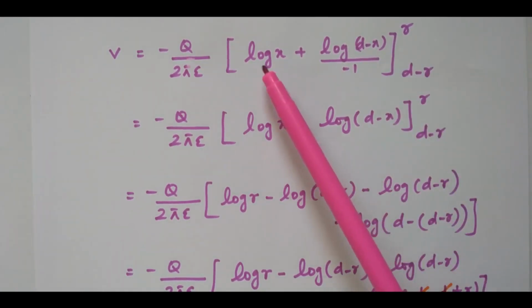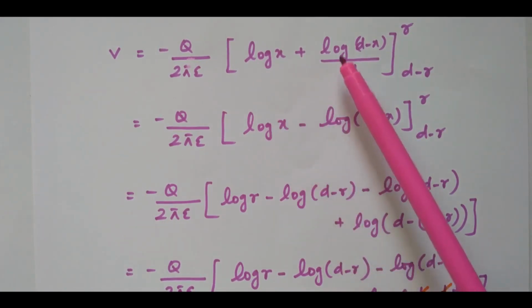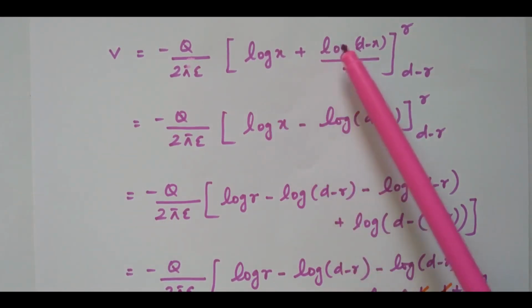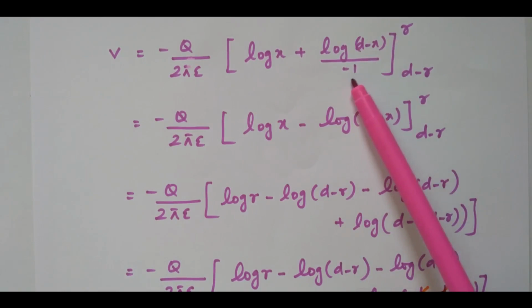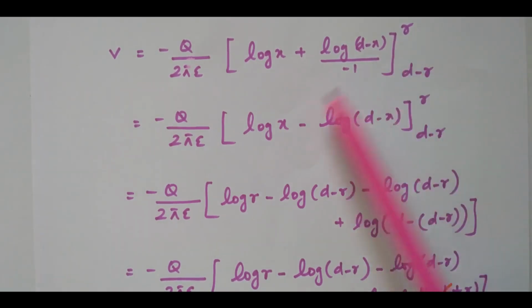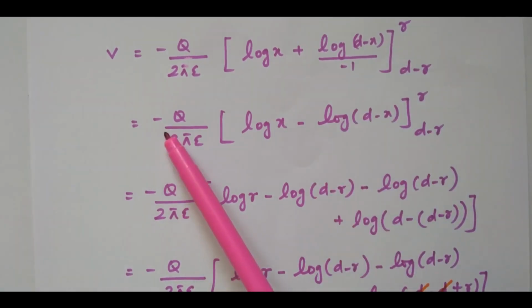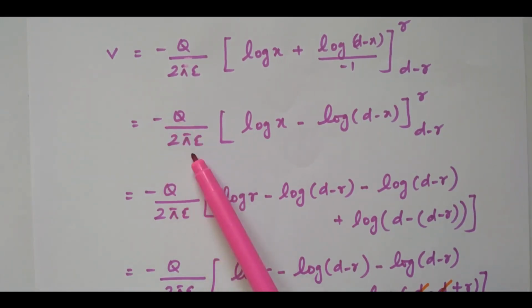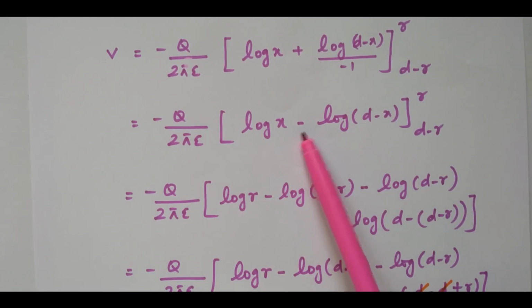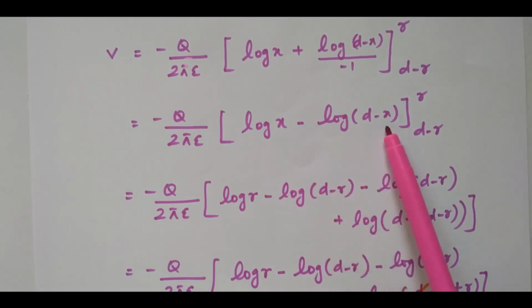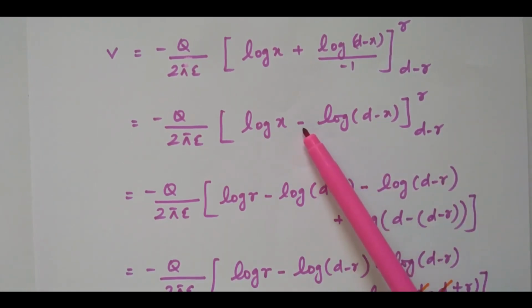So the integral of 1 by x is log x, the integral of 1 by d minus x is log (d minus x), but here minus x is present. By differentiating this minus x, we get minus 1, right? Now we can substitute the limit: minus q divided by 2 pi epsilon times log x. This minus 1 becomes negative, minus log (d minus x), from d minus r to r, right? The term becomes minus. Now we'll substitute the limits one by one.